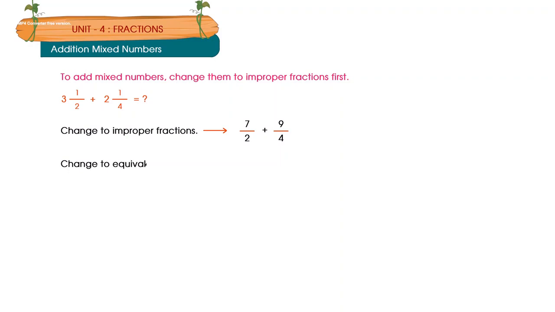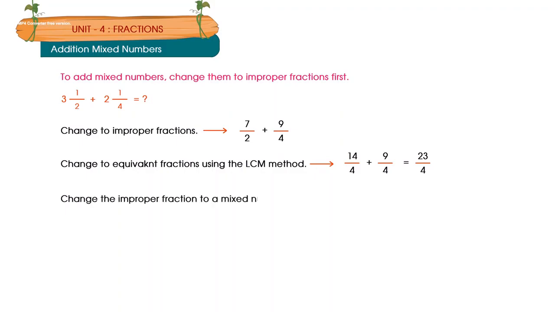Change to equivalent fractions using the LCM method. 14/4 plus 9/4 is equal to 23/4. Change the improper fraction to a mixed number. 23/4 is equal to 5 3/4. Therefore, 3 1/2 plus 2 1/4 is equal to 5 3/4.